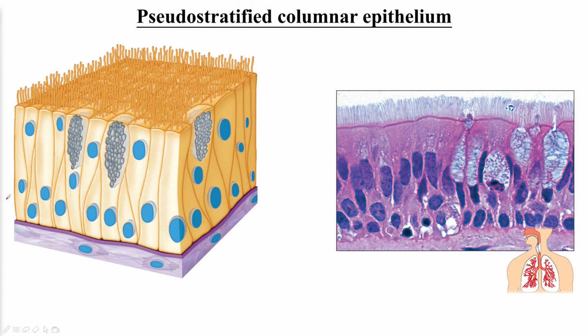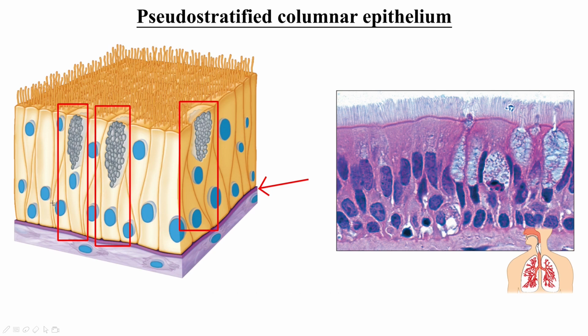It is composed of narrow cells that look multi-layered, but is actually a single layer. This is because every cell is in contact with the basement membrane, even if not every cell reaches the surface. Most often, this tissue has goblet cells, and it's often ciliated as well. Cilia are thin hairs that move substances along the tissue.